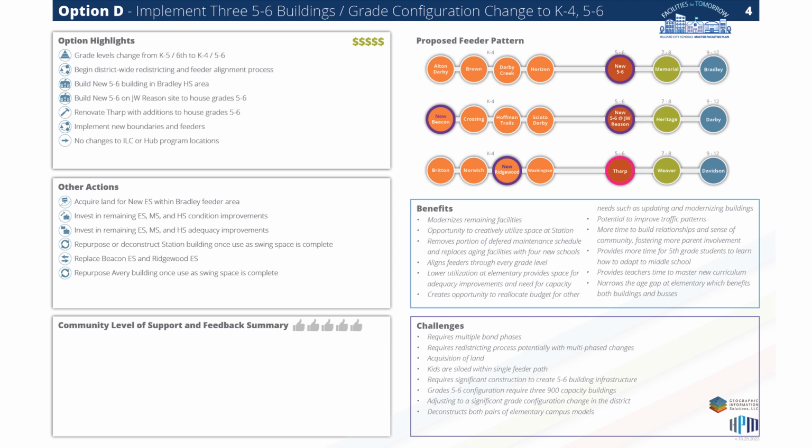This option requires renovation and repurposing of existing spaces and the construction of new spaces in order to be implemented. It also requires the construction of a new 5th through 6th building in the Bradley High School feeder area, the on-site replacement of J.W. Reason Elementary with a new 5th through 6th building, and the conversion of Tharp into a 5th through 6th building through appropriate renovations. This option comes with various highlights, benefits, and challenges, and you're encouraged to pause the video to review the details found in the option sheet.